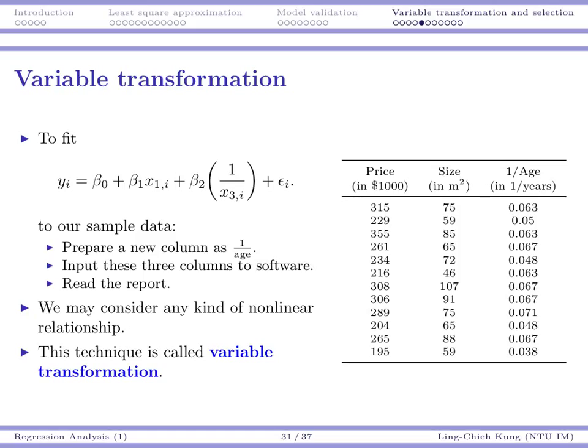For example, you may even want to try, okay, how about x3 square, or 1 over x3 square? Okay, and there are all kinds of things that you may try if you have a reason. But that means you can try any kind of nonlinear relationship. This technique is called variable transformation. You have some existing variables, you transform them to new variables, and use new variables as predictors.